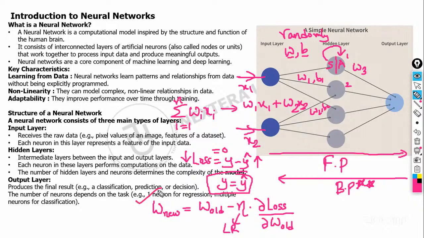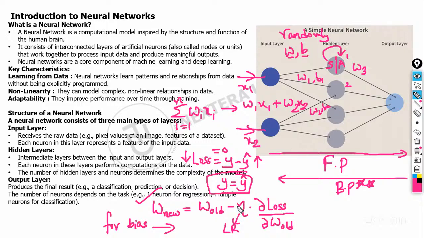So new weights are calculated. That's okay. But what about bias? Will bias use the same formula to calculate the new bias? Yes. For bias, the formula will be the same. New bias equals old bias minus learning rate multiplied by derivative of loss divided by derivative of old bias. What is this learning rate? What is this loss? We have understood, right? We'll talk about learning rate also.